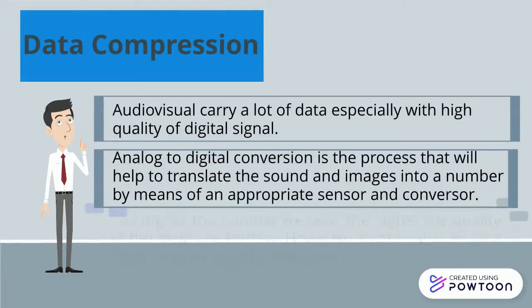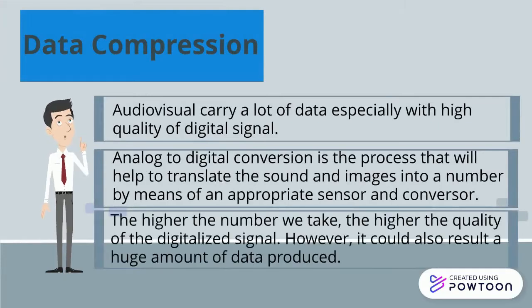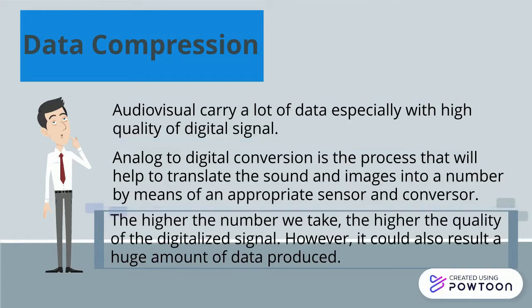First, audiovisual signals carry a lot of data, especially when the digital signal is of high quality. Second, analog to digital conversion is the process that helps to translate sound and image into numbers by means of an appropriate sensor and converter. Third, the more numbers we take, the higher the quality of the digitized signal. However, it could also result in a huge amount of data produced.